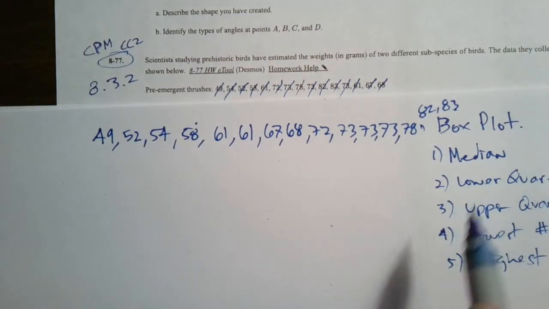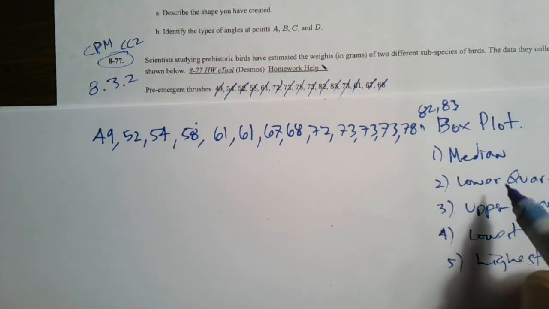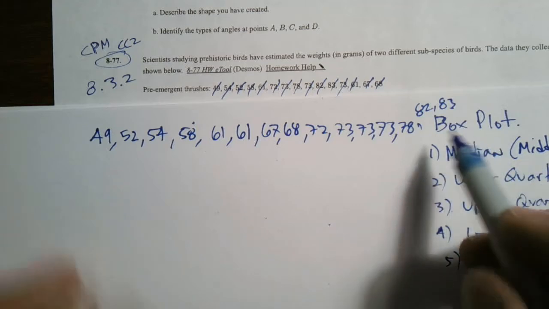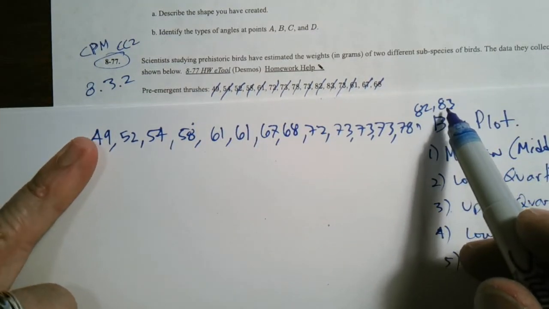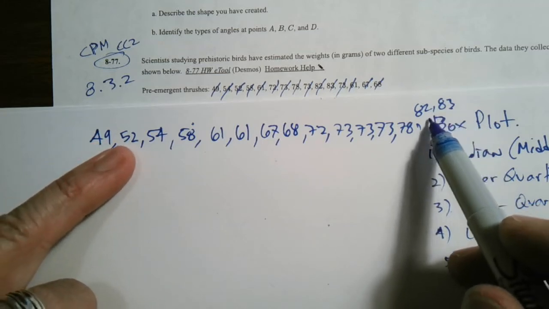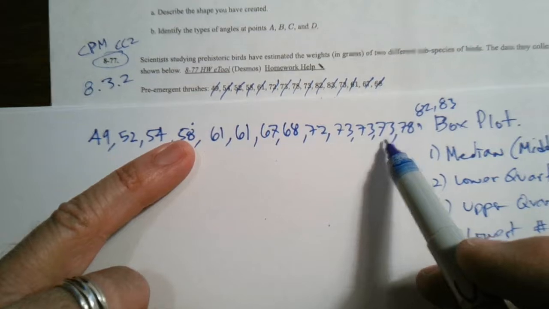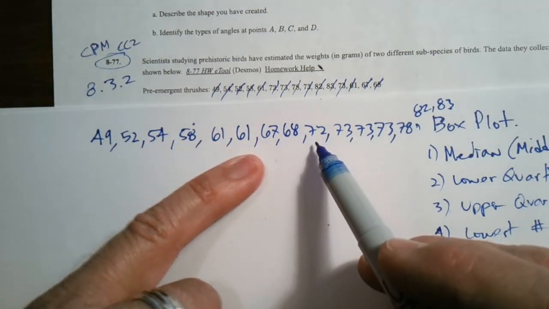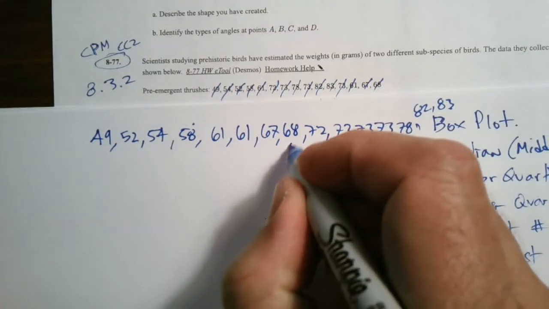So from there, now we look for the middle, right? The median. The median is the middle number once the data is in consecutive order. So remember, to find the middle, you're going to count in. So I'll go 49 in, and count your way into the middle. So it looks like my very middle is 68. So that's my median.